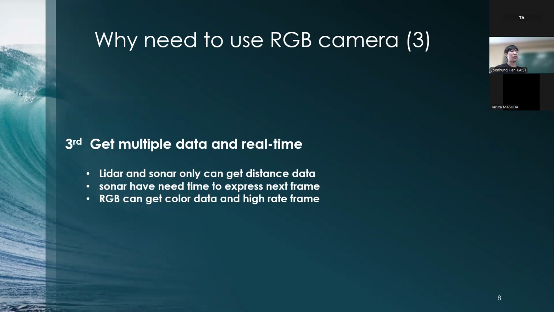And the third reason is that it gets multiple data, and it is real time. LiDAR and sonar can only get distance data, no color data. Also, sonar needs time to produce the next frame, but LiDAR and RGB cameras can get data in real time. LiDAR also has a very slow frame rate, because there are two types of LiDAR, scanning and spot, but both have a very low frame rate.